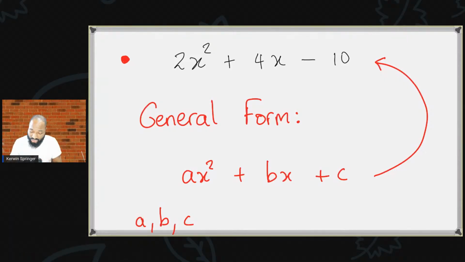They could make it a little tricky. They could probably do something like this. They could say maybe 4 minus 3x, and this is normally tested in form 2.